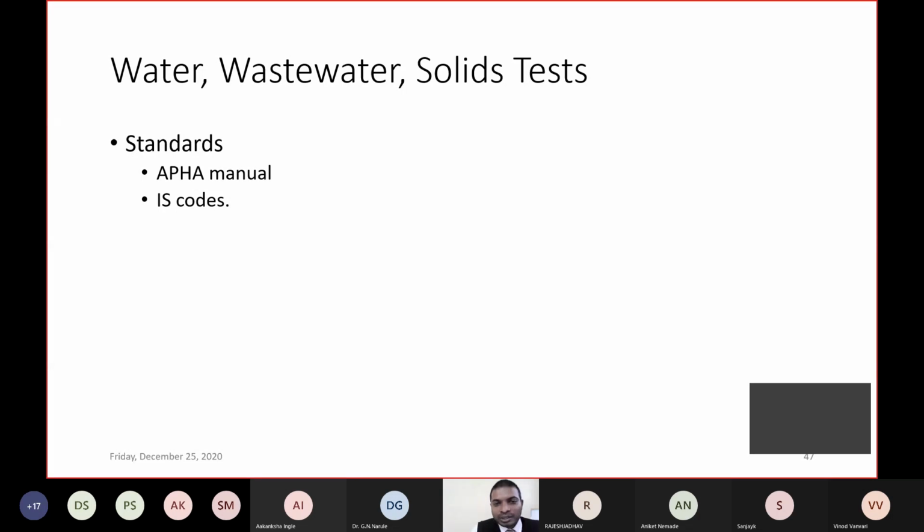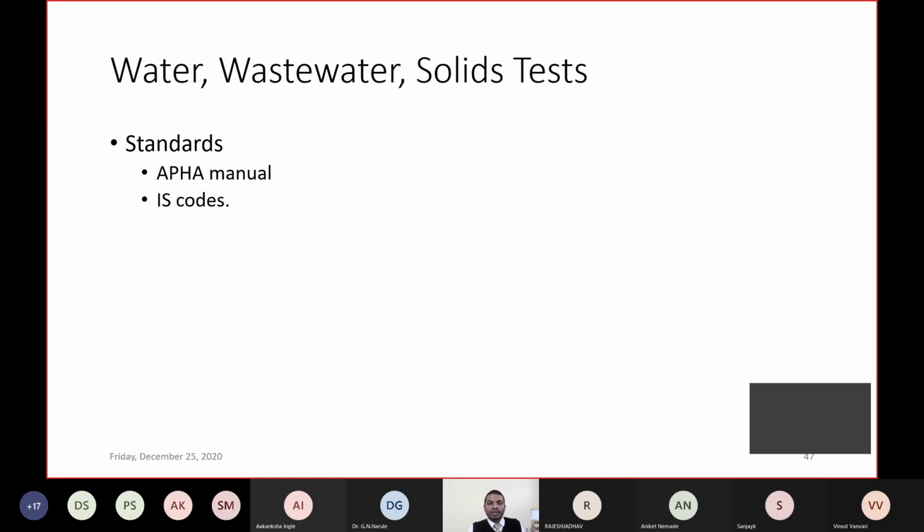For this, I have not yet prepared the PPTs, but water, wastewater, and solid tests are the important consideration with the environmental aspect. Being a material testing tester, you should adopt the standards, and the standard methods specified for this environmental aspect are from the APHA manual, the American Public Health Association standard methods manual.